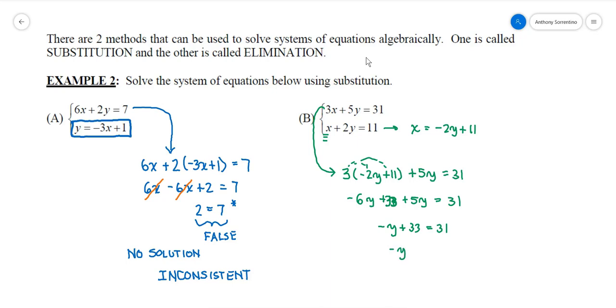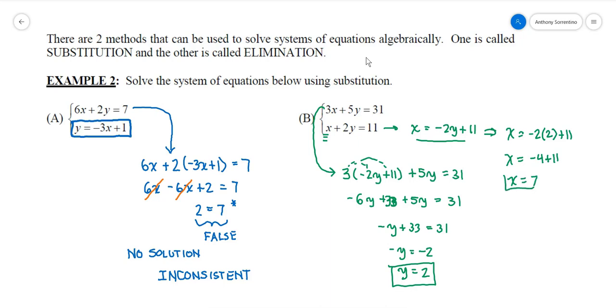Negative y, when I subtract 33 from both sides, will give me a negative 2, which means y would be 2. Now, with this, I know what the y value is. The easiest thing now to do is to come back up to here, to the x equation, and substitute in for the y. And so when I do that, x equals negative 4 plus 11, which means that x is going to equal 7.